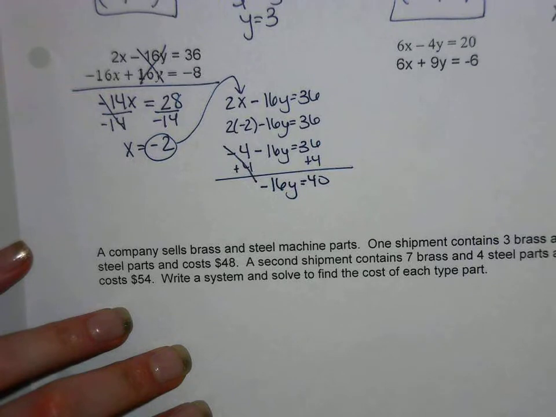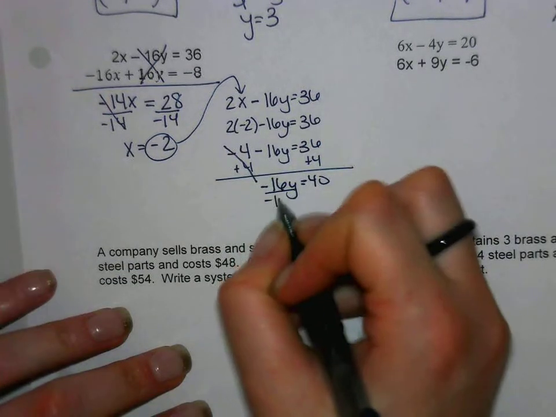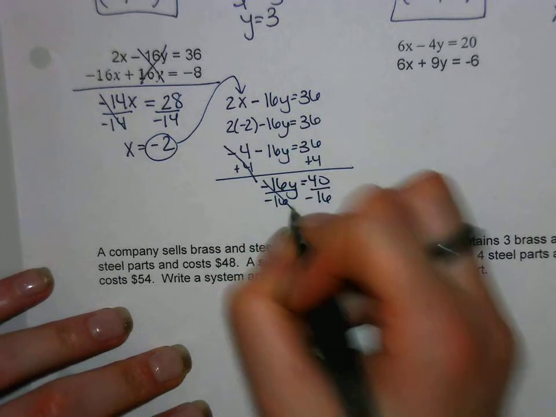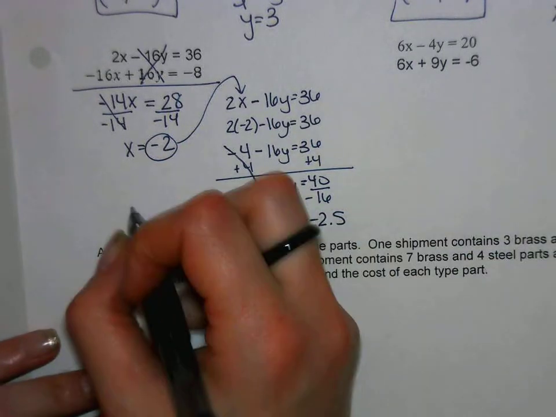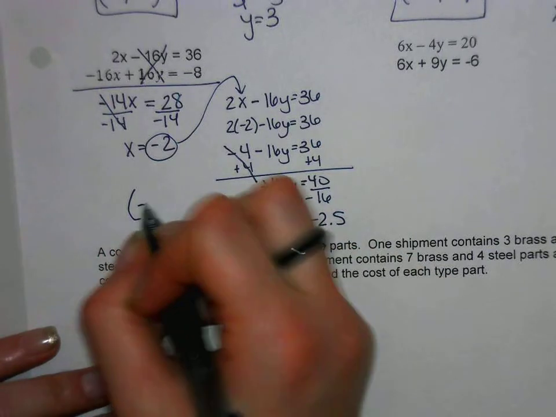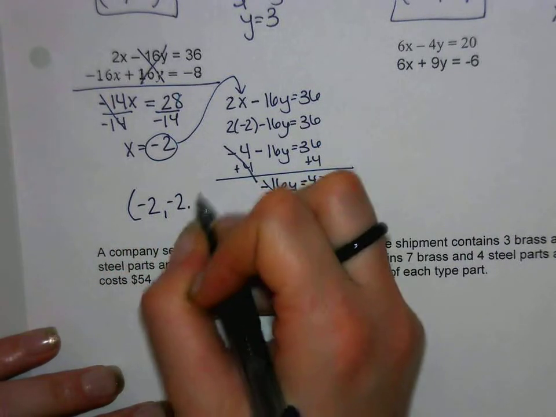So then our last step would be to then divide both sides by a negative 16. So y equals negative 2 and 5/10. So the solution to this system of equations is x equals negative 2, y equals negative 2 and 5/10.